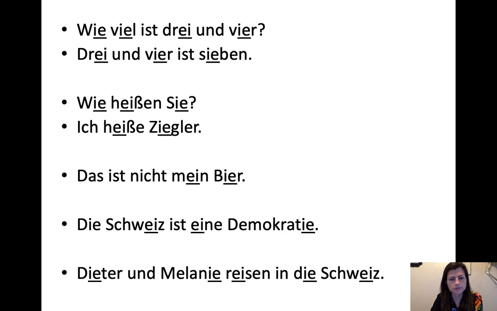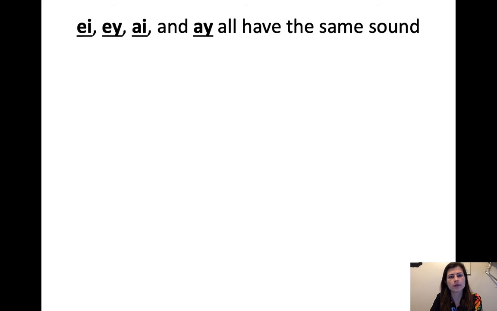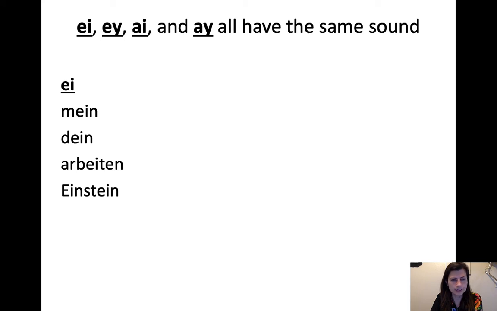Okay, and now we have some more diphthongs related to those. So this is the I again, we just had that. But there's also a couple of ways to spell it. These are much more rare, but they are other ways to spell it. So EI is the standard one in most words. You're going to have EI, like mein, dein, arbeiten, Einstein. But in some cases, it's spelled EY.